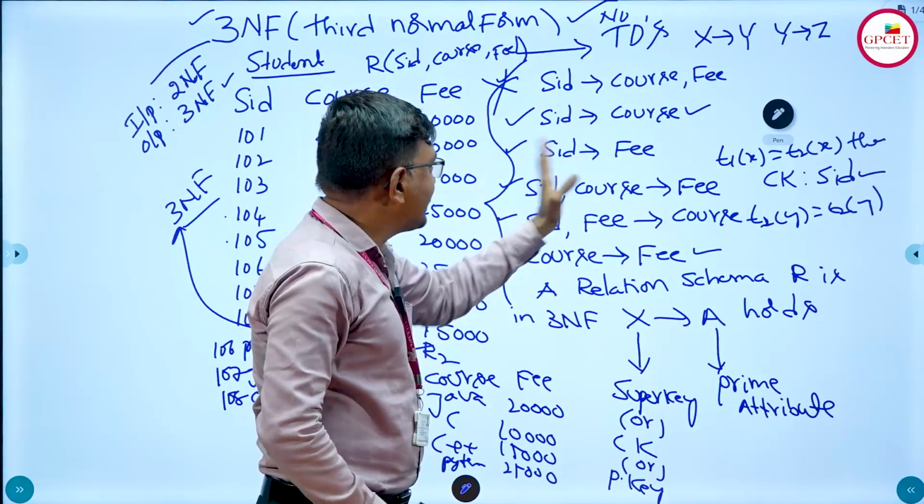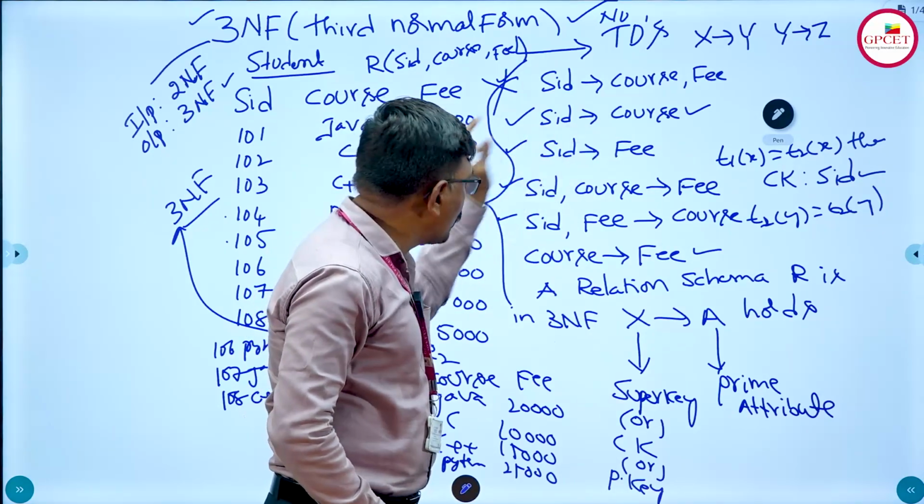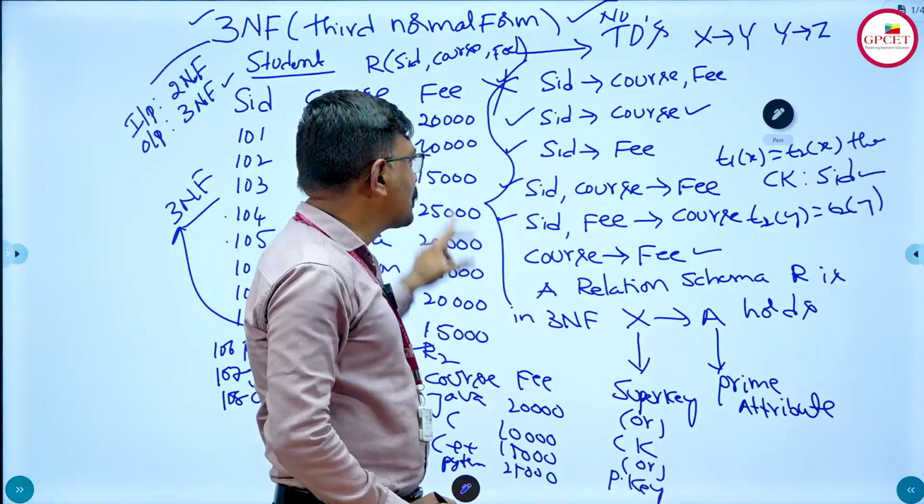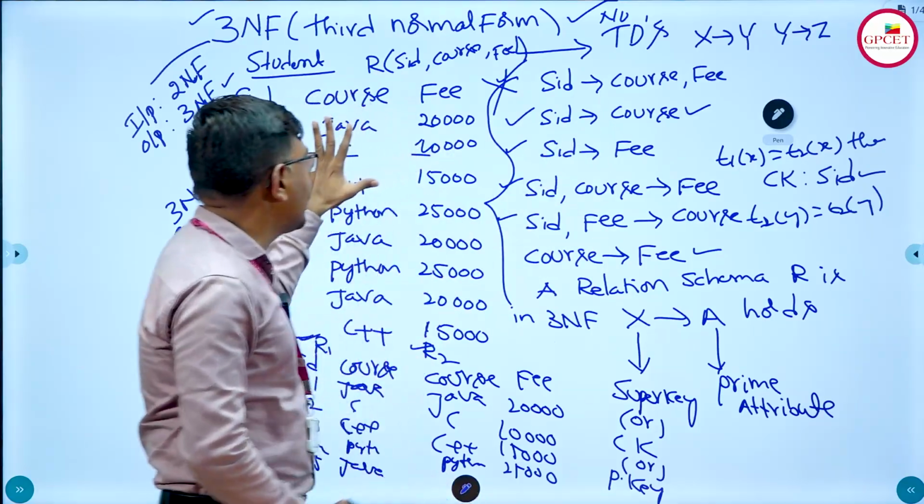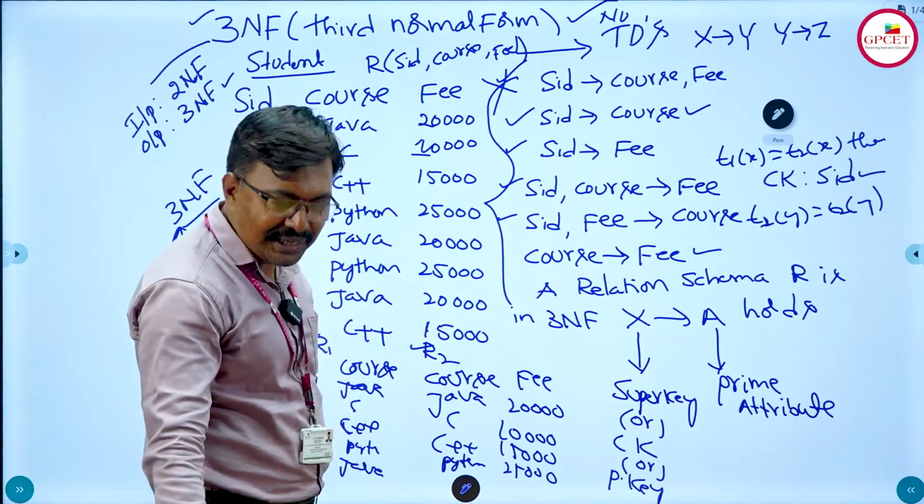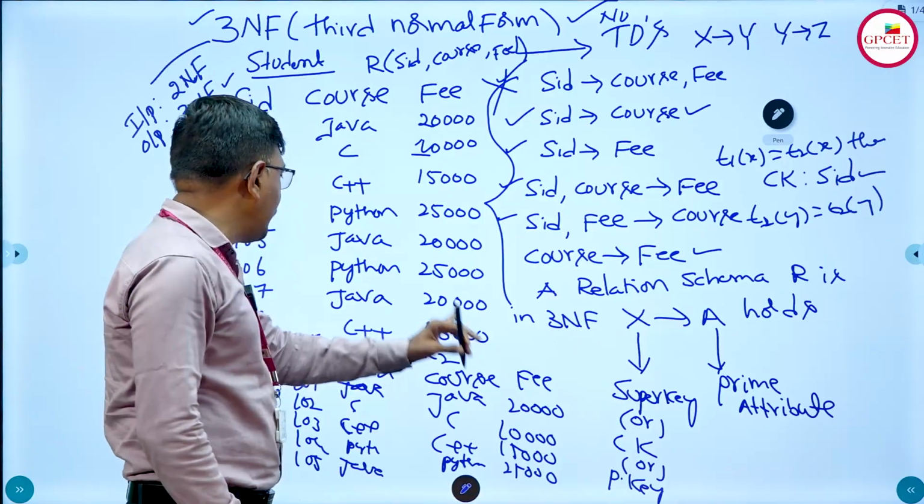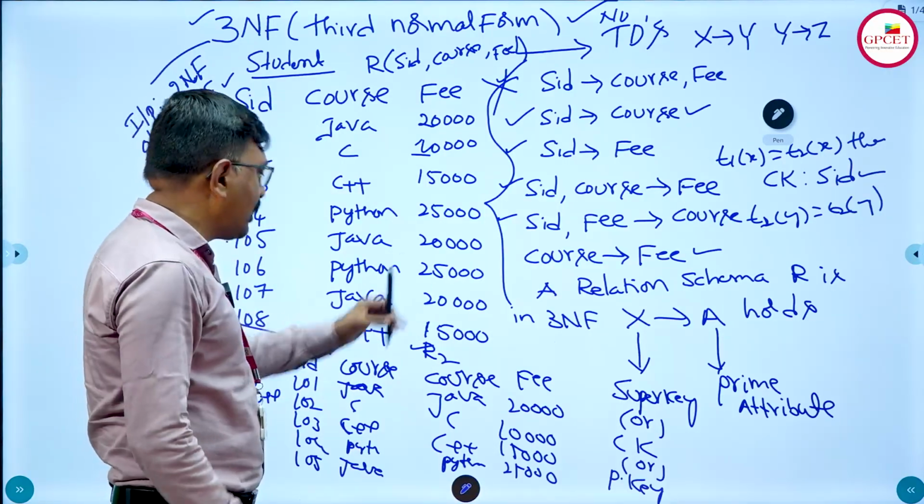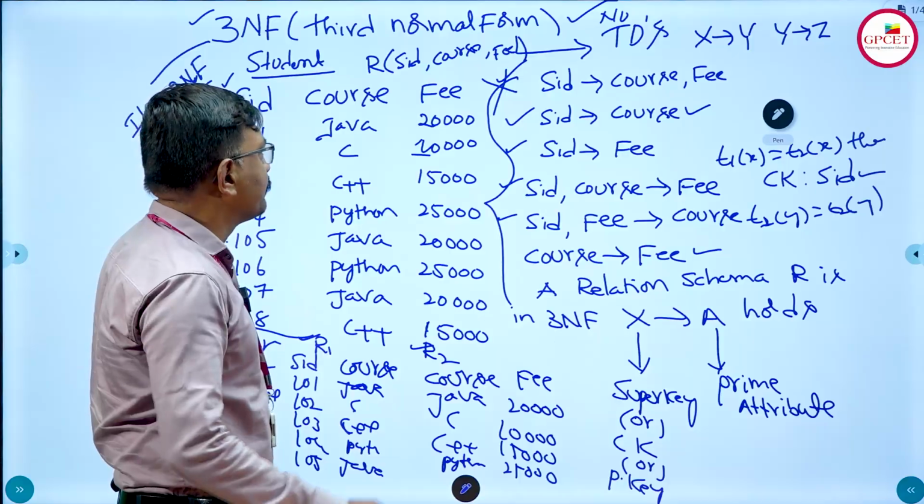SID tends to course, SID tends to fee. Observe here SID tends to course and then course tends to fee is a transitive dependency. That's why it is not in third normal form. We can decompose into smaller relations. There are two smaller relations R1 and R2. After decomposition, R1 and R2 are in third normal form.